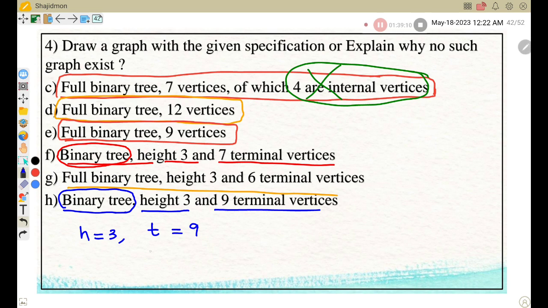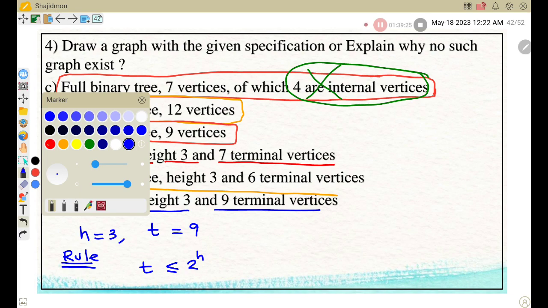We studied one rule connecting the height and terminal vertices in a binary tree. What was that rule? T less than or equal to 2 power h. First we need to check whether it is correct or not. Only if it is correct can we draw the tree. So we will check here.